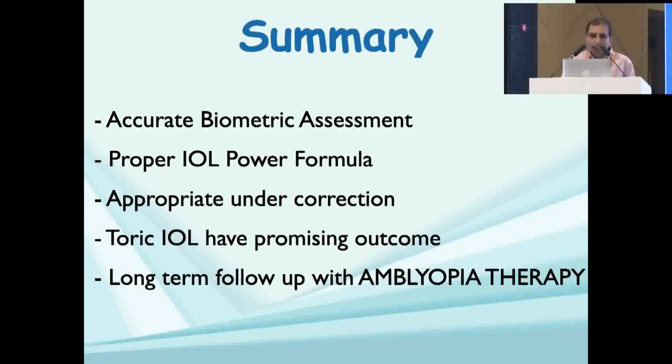So summarizing the talk, accurate biometric assessment is not as easy as in adults. You do need examination under anesthesia in most situations. The basic formulas of SRK/T and Holladay 2 work reasonably well. You need to undercorrect based on the age, axial length and the laterality. And the real challenge of pediatric cataract surgery starts after the surgery, along with the parents, because it's a long journey to overcome amblyopia.